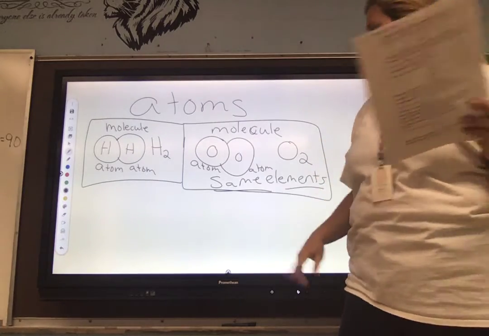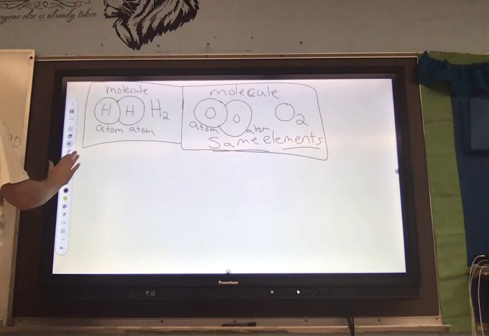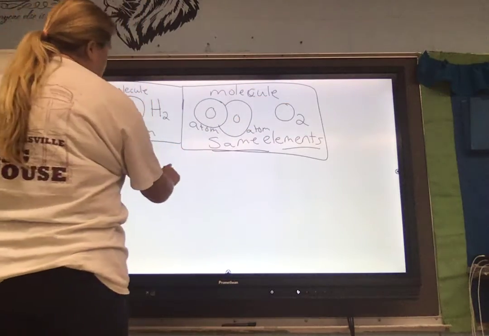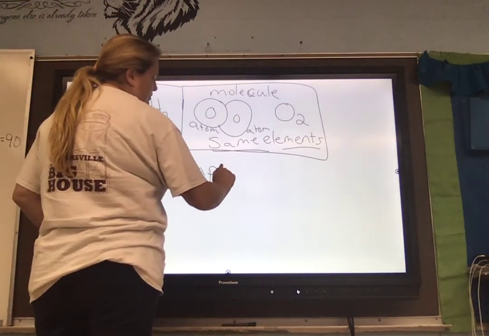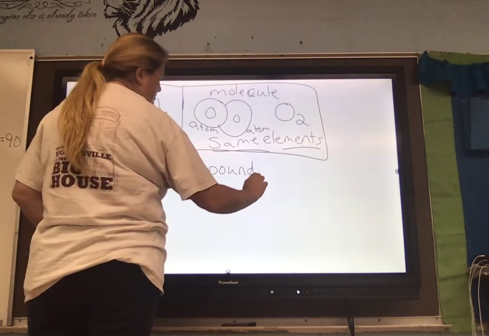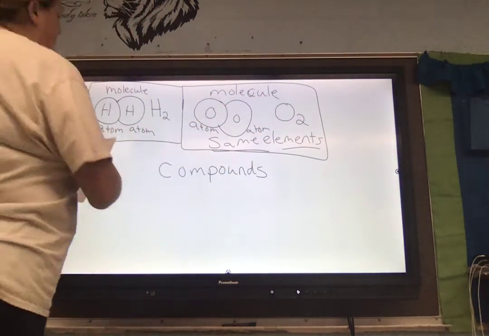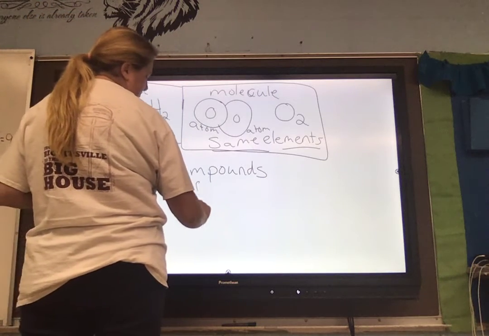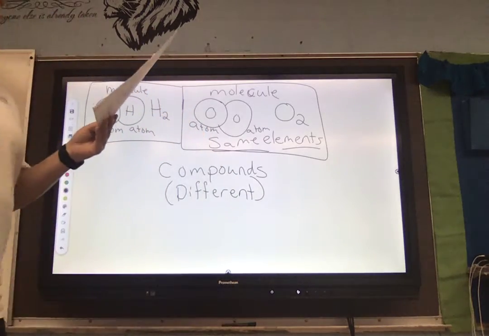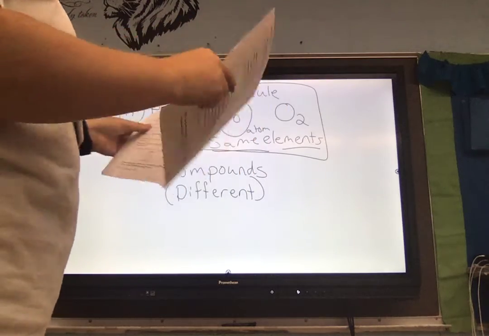Look in the middle of the page. So now we're moving on from molecules to compounds. Compounds are different. Atoms and molecules of compounds. So now we're looking at a compound. Remember, a molecule is the same elements put together. Now we're moving on to compounds. Look what it says. When atoms from different elements are fastened together, they form a molecule of a compound.